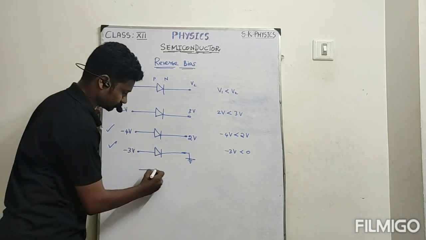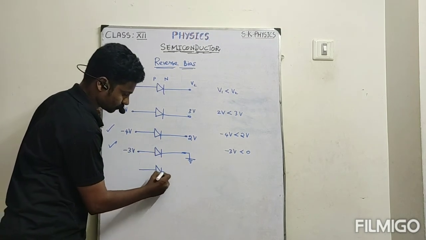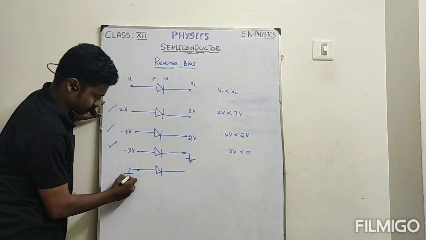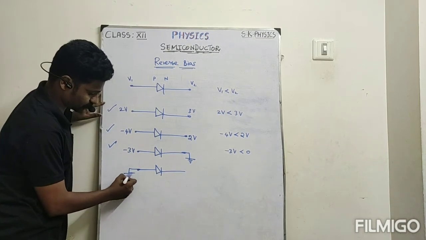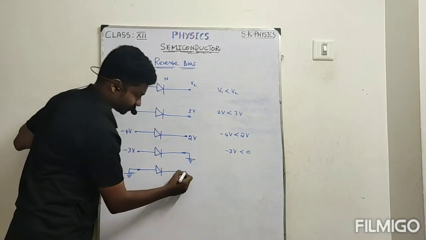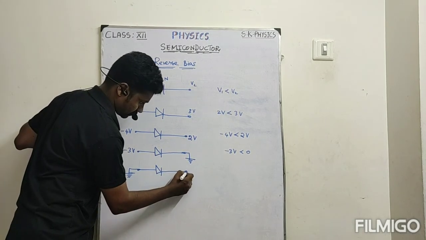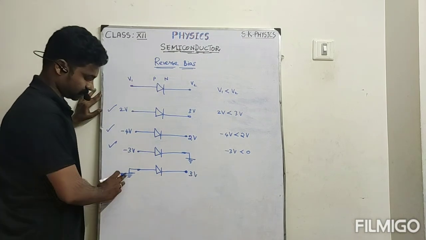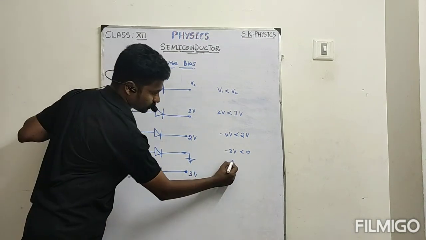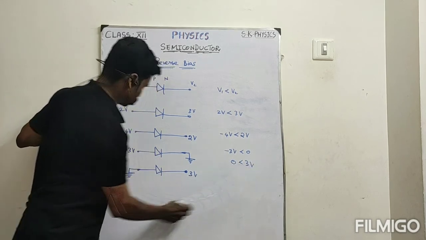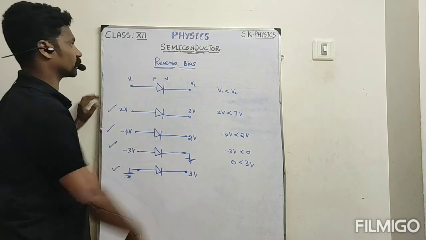Suppose we connect the negative to the ground connection here. So this is 0. Okay, so this may be, for example, 3 volts. So this is 0, this is 3 volts. So 0 is less than 3 volts. So this is also reverse bias.